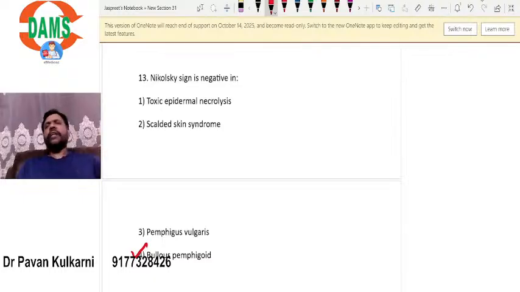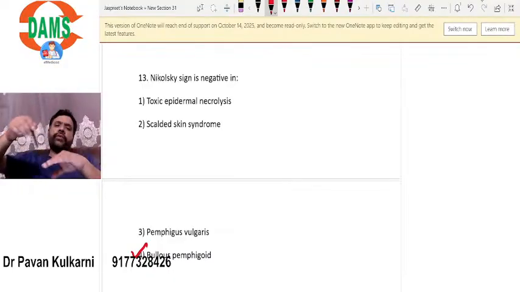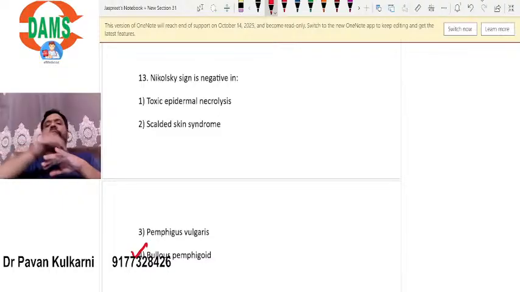Just to refresh, Nikolsky sign is nothing but loss of the epithelium or peeling of the epithelium on applying tangential pressure on the skin around the lesion. Wherever the lesion is there on the normal skin, around that, if you apply tangential pressure, there will be peeling off of the skin. That is called Nikolsky's sign. So Nikolsky sign positivity is seen in pemphigus. It is seen in all other conditions. In pemphigoid, you don't see Nikolsky sign positivity, bullous pemphigoid particularly.